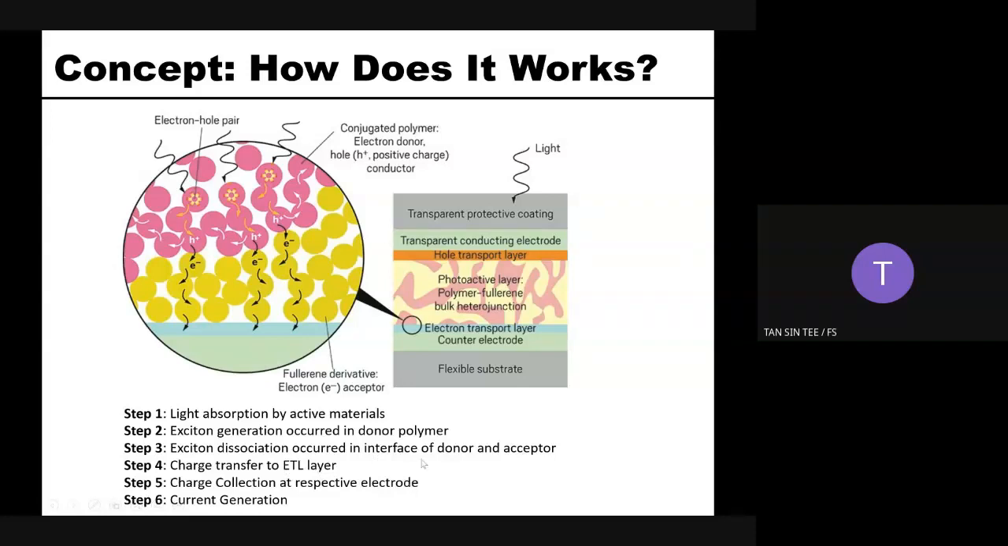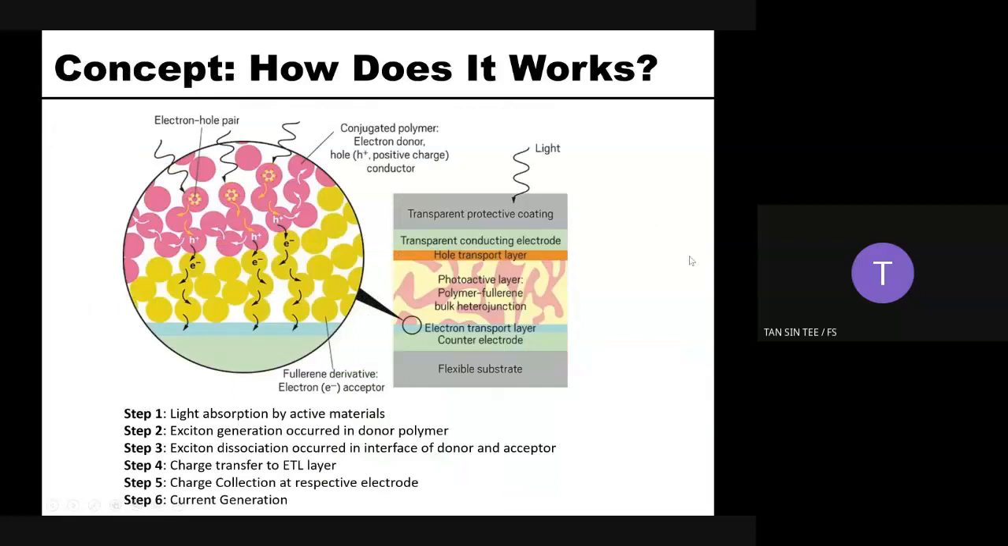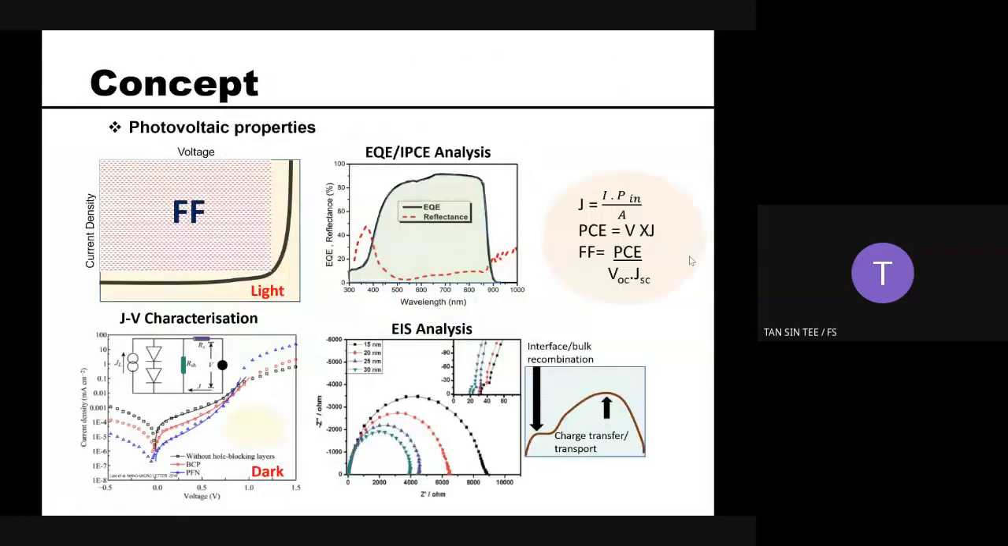Okay, charge collection, which appears in your cathode part. While the hole that remains in your donor polymer will later migrate to the anode. So this is what we call the charge separation that occurs in the organic solar cell. And the electron will always be the charge carrier in our part.